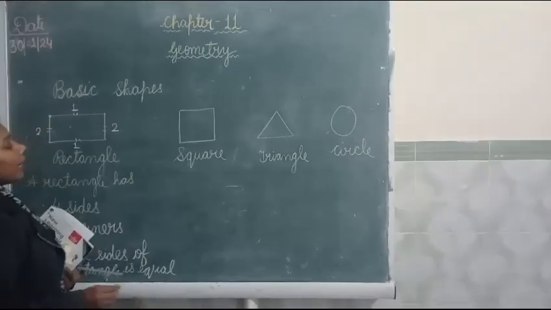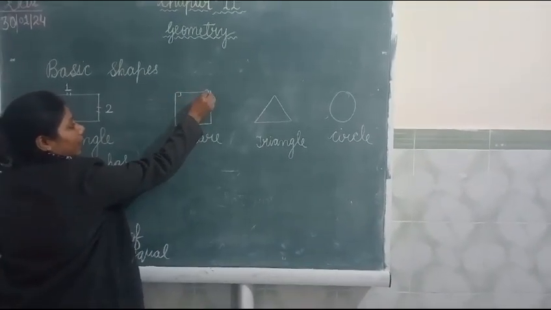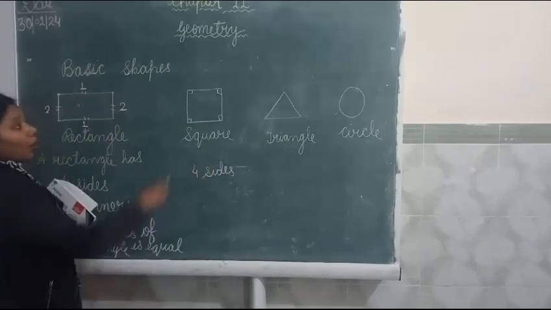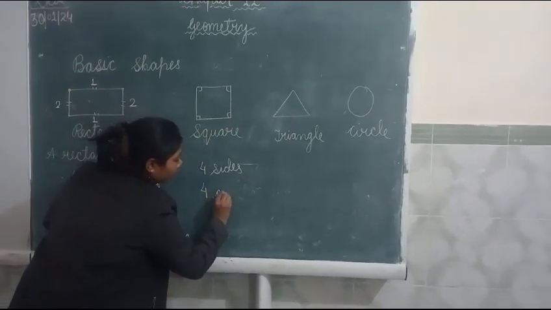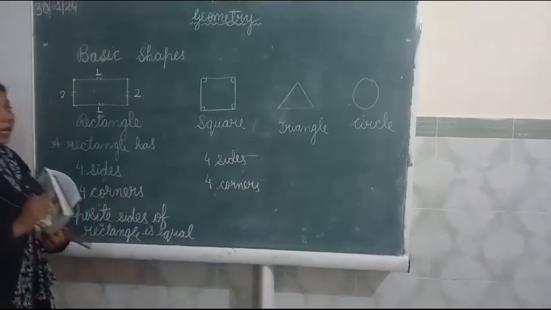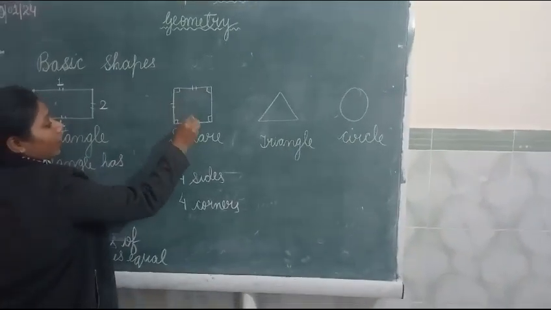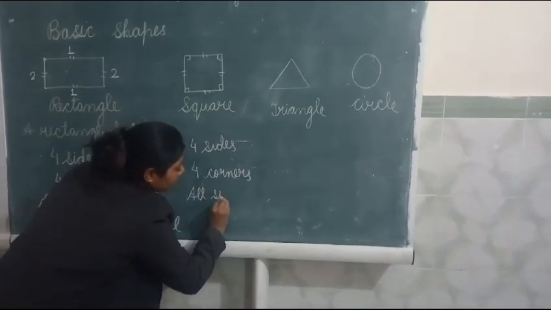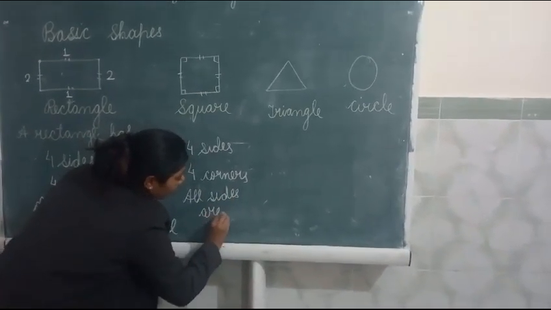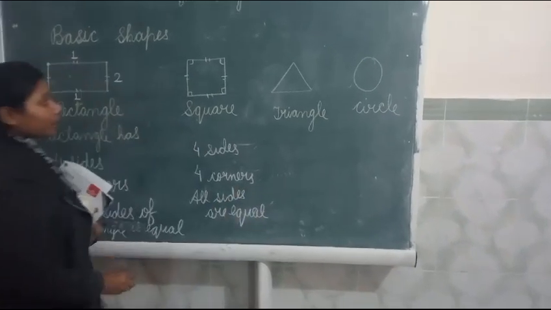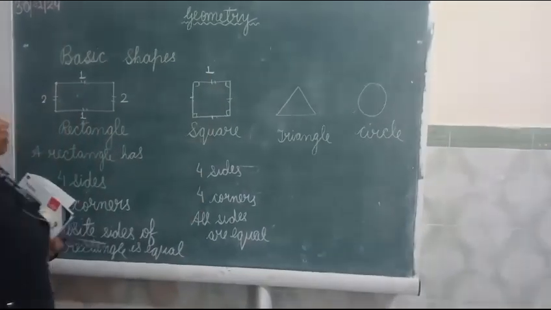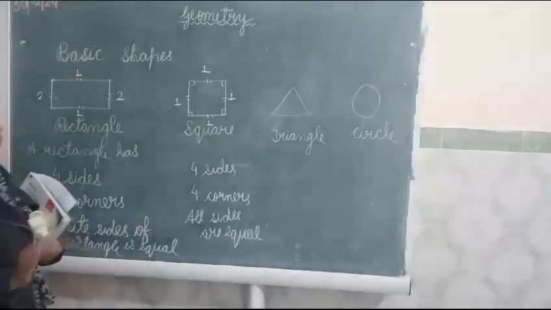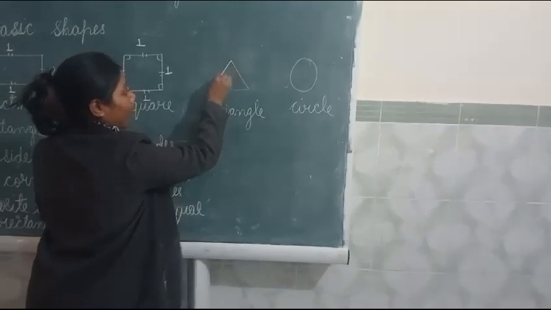Second is the square. In a square, there are four sides and four corners. But in this, all sides of a square are equal. For example, the length of this square is 1. It means all the sides of the square are 1. There is no change.